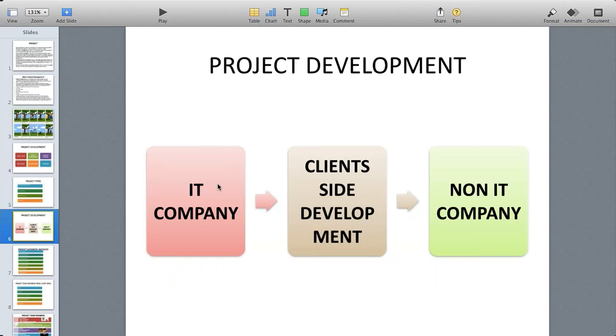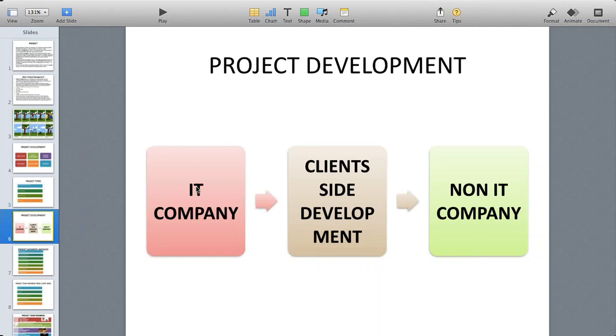IT company designs. Non-IT means banks, insurance companies, Walmart, manufacturing, anything. IT company designs, non-IT company projects. Nowadays, if you see, every industry has its own IT. But what about in the beginning?